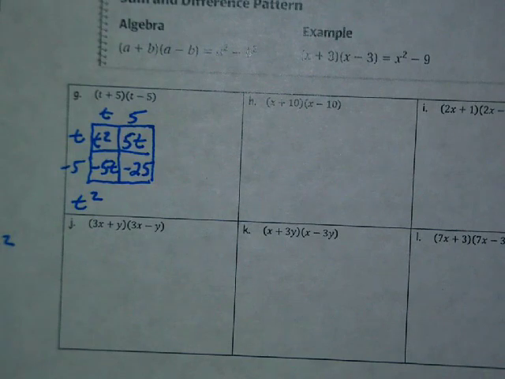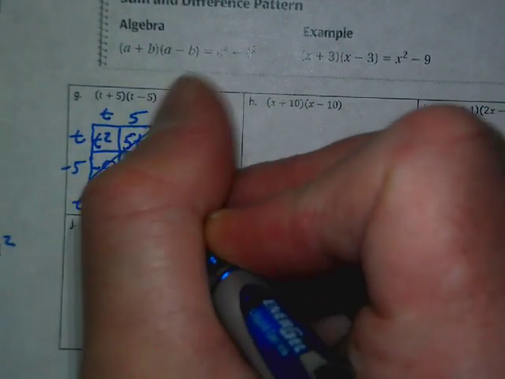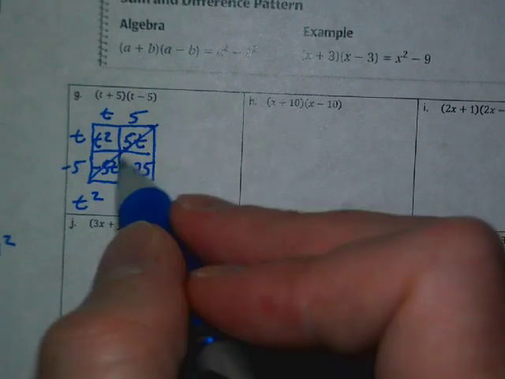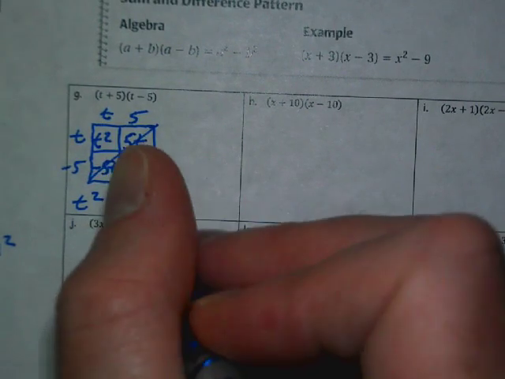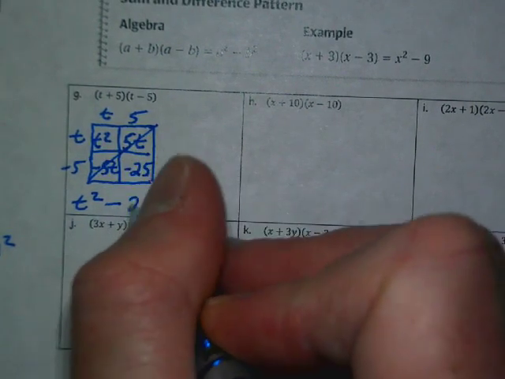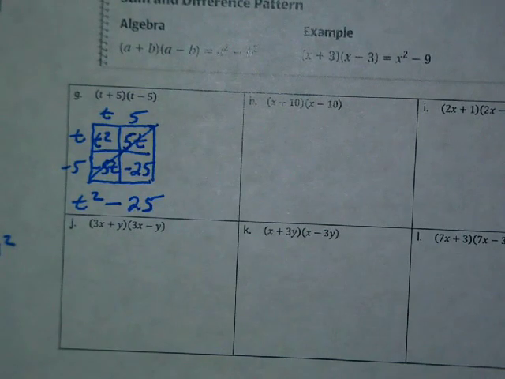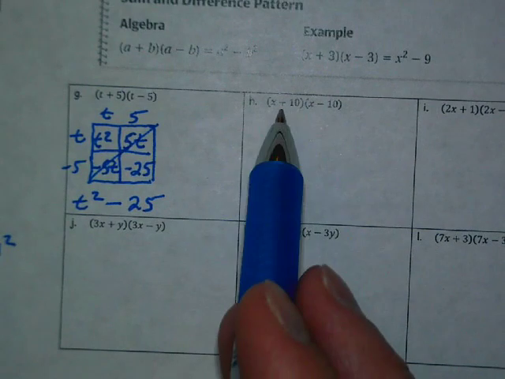5t minus 5t, they cancel each other out, right? That's what's going to happen on every single one of these. So all you end up with is the first term squared minus the second term squared. So it turns into t squared minus 25.